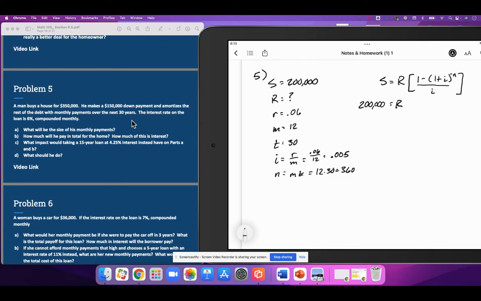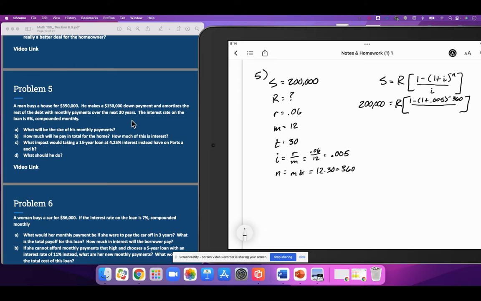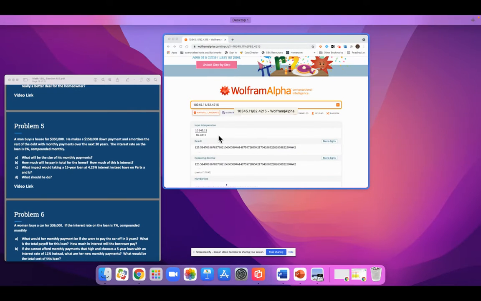Don't know the monthly payment. 1 minus 1 plus I, and I should put my 0.005 there. 0.005 to the negative 360. 12 times 30, yep, okay. Over 0.005. So we hit the Wolfram.